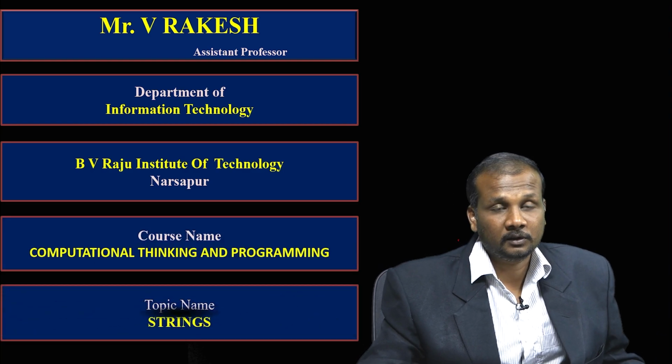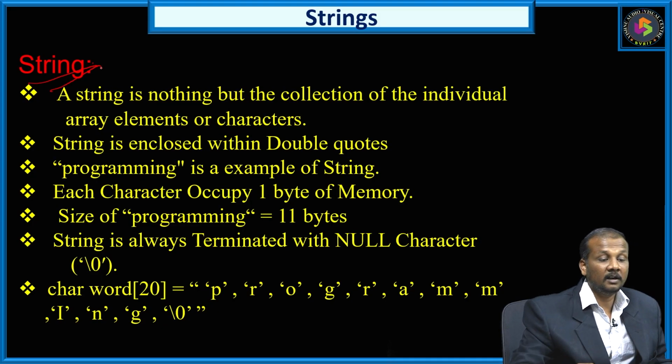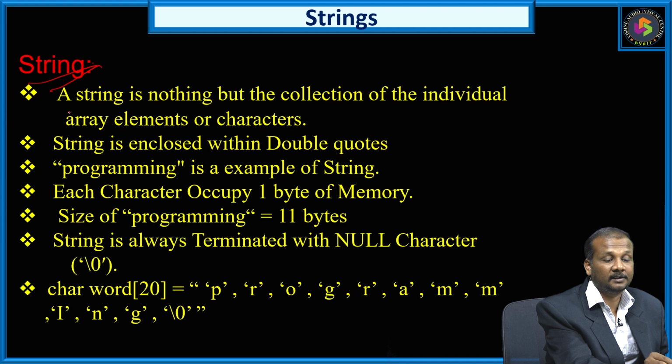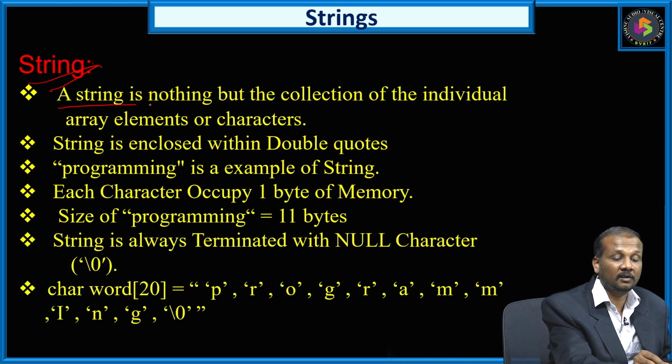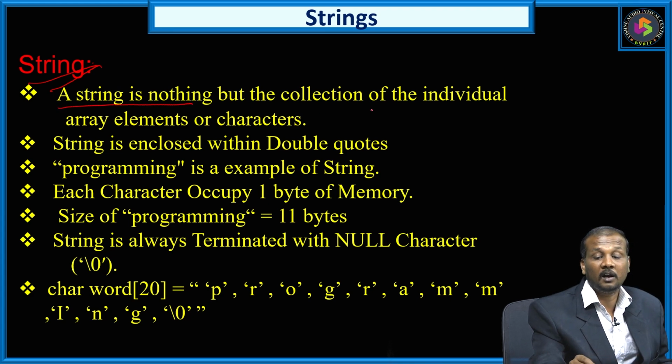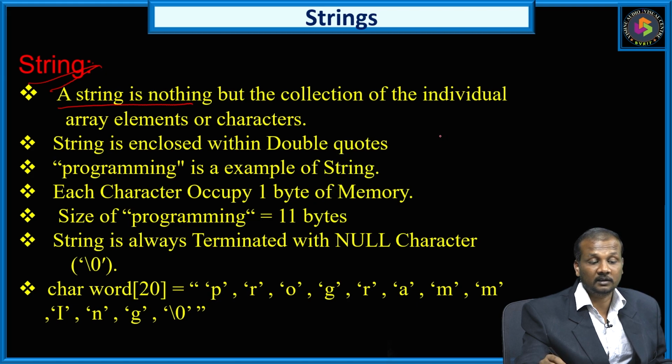Today's topic is strings. What is a string? A string is nothing but a group of characters, a collection of characters. The definition of a string: a string is nothing but the collection of individual array elements or characters. This is called a string. Another definition: a collection of characters is also called a string, a group of characters.